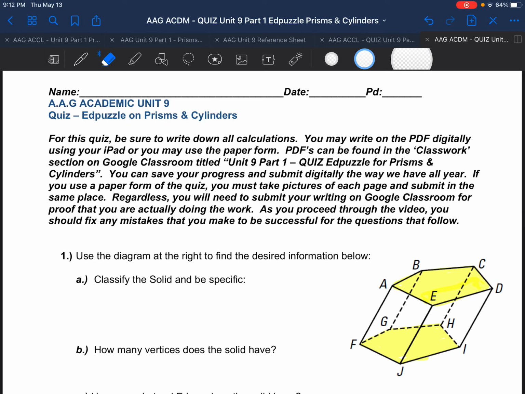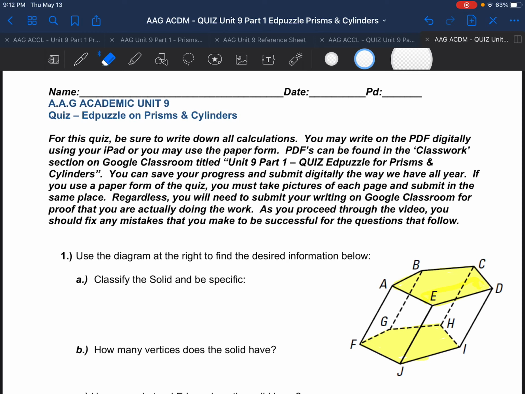All right, so now listen, ladies and gentlemen, I want to keep this really simple. You're going to turn in two things. One of them is going to be this PDF that you're going to open up and write on, and the second thing is also going to be the Edpuzzle video. So here's how it's going to work.